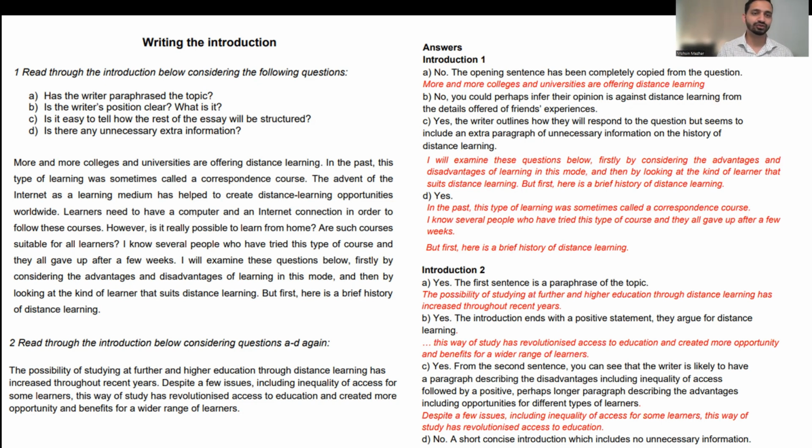B, is the writer's position clear? What is it? No, it's not clear. You could perhaps infer their opinion is against distance learning from the details offered of friends. Let's just read it out quickly and then we'll see if it's clear or not. More and more colleges and universities are offering distance learning. In the past, this type of learning was sometimes called a correspondence course. The advent of the internet as a learning medium has helped to create distance learning opportunities worldwide. Learners need to have a computer and an internet connection in order to follow these courses. However, it is really possible to learn from home.